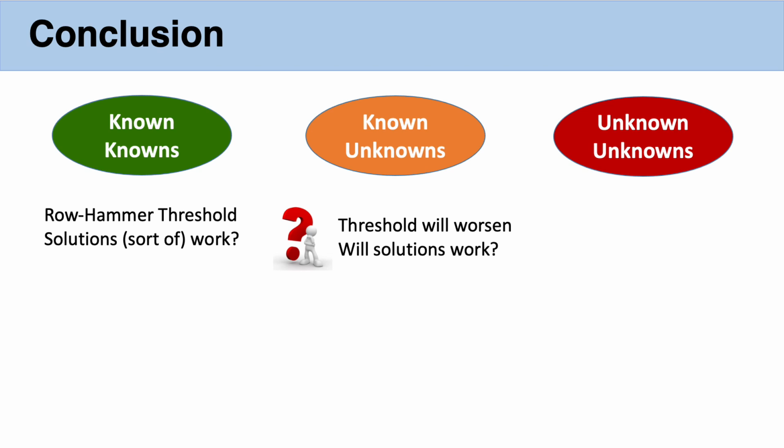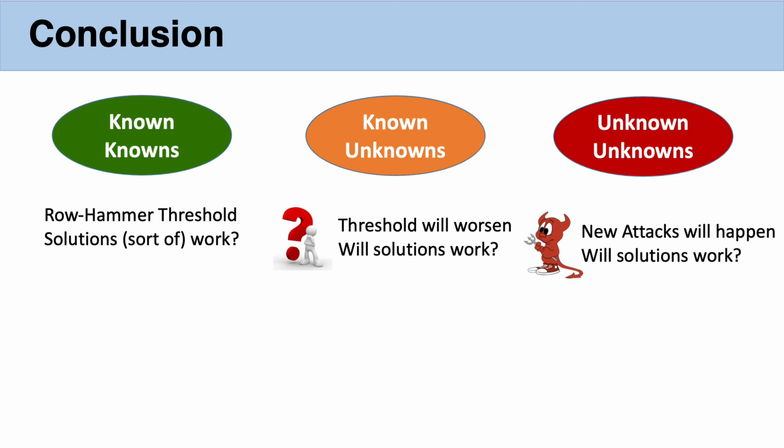Then there are things that we know we don't know. For example, for future technologies, the Rowhammer threshold would get lower. How much? We don't know. Will our solutions work? We don't know that. And finally, there are things that we don't even know that we don't know. For example, future attacks that are more effective, that are beyond our imaginations. Will our solutions continue to work?